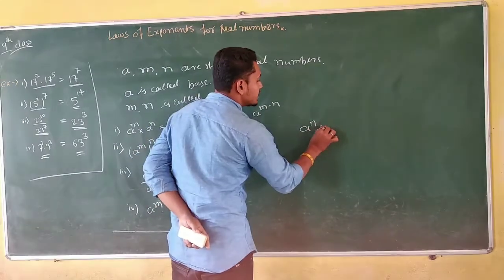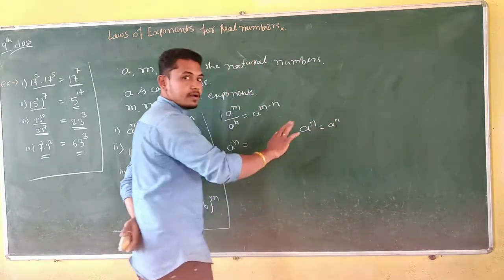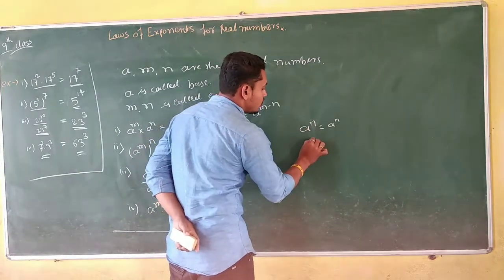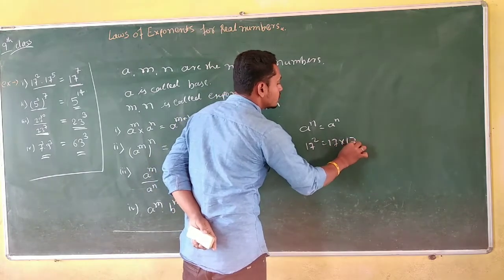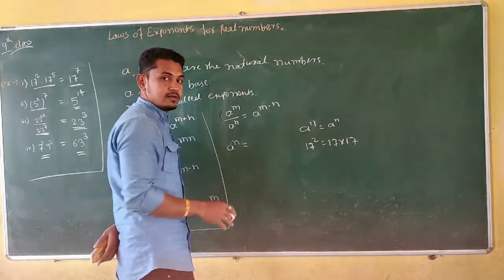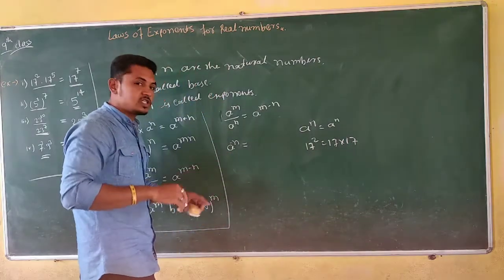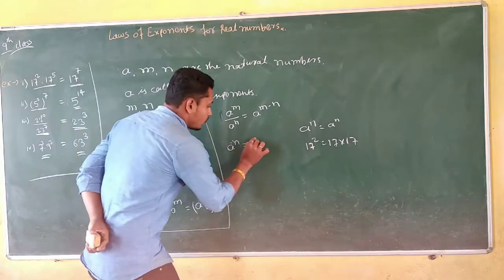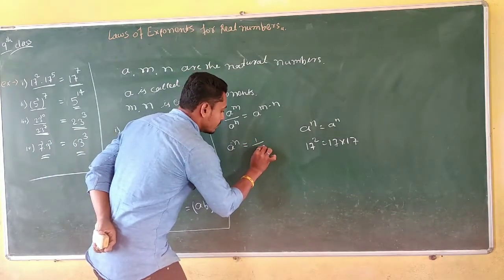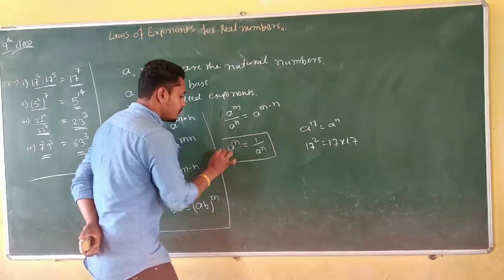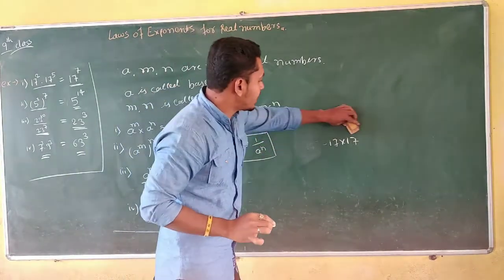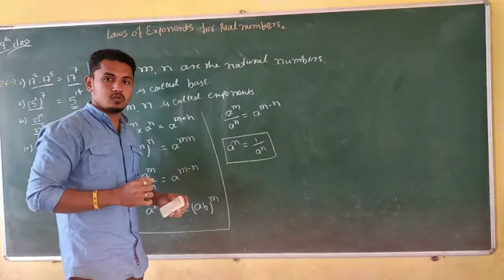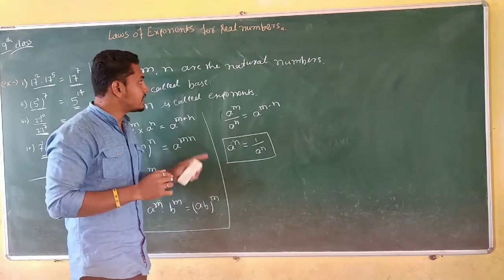A raised to n is equal to a multiplied n times. Okay, it is not a problem. Take a is equal to 17 and n is equal to 2, so it is 17 into 17. Okay, we know that. But in the case of a raised to minus n, see here, it is 1 divided by a raised to n. Okay, it is very important. Now we can solve the minus exponents also.